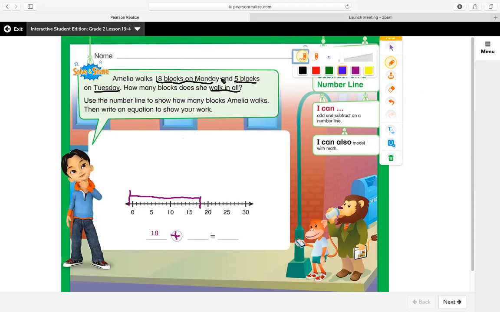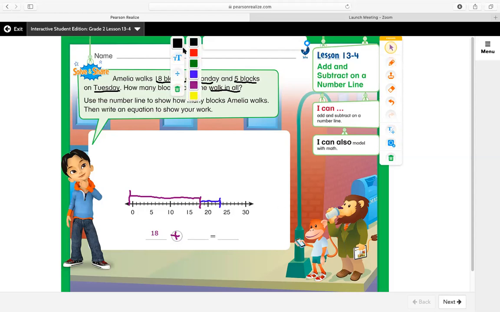Then she walks 5 blocks on Tuesday. So from this 18, we're going to count 5. 1, 2, 3, 4, 5. This is what she walks on Tuesday. So I'm going to add here my 5. And then we're going to figure out how many is that total. So I drew what she walked on Monday and then what she walked on Tuesday. So I know that here's 20, so I'm just going to add on 21, 22, 23. So the total amount of blocks that she walked on Monday and Tuesday is 23.